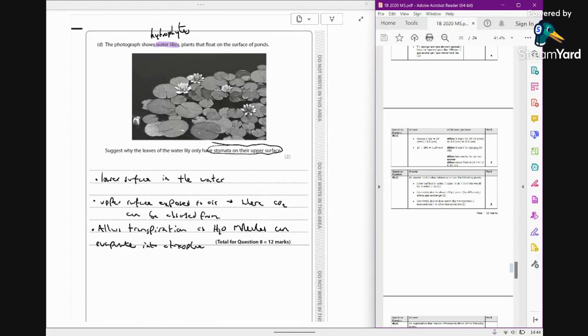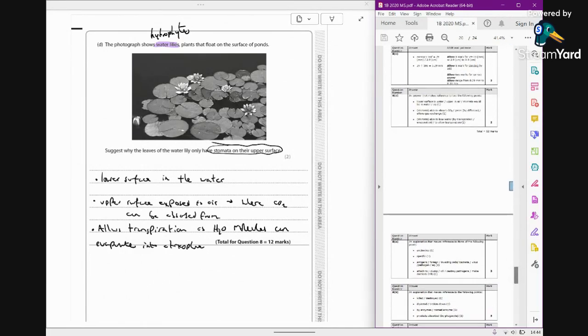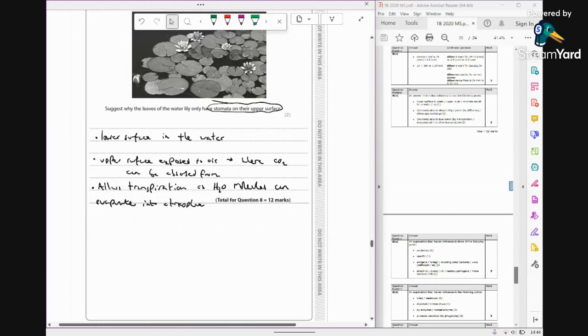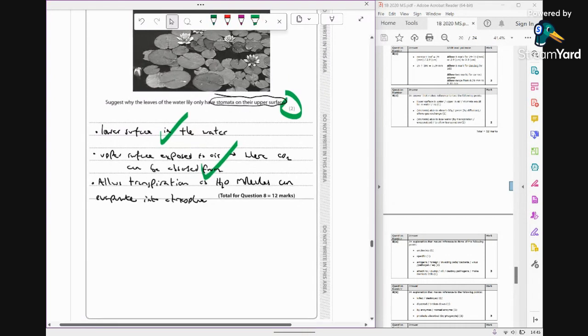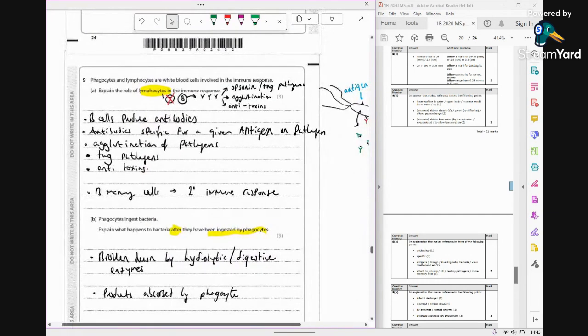Right, hydrophytes. Lower surface in the water, stomata would be in the water. Yeah. Upper surface is exposed to air where we can absorb carbon dioxide. Yes. Oh, that's 2 marks. There you go. Nice and easy. Allows transpiration. Yeah, allows transpiration. There we go.